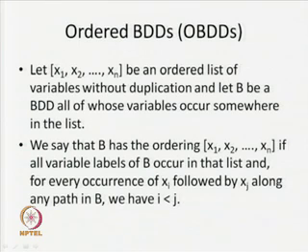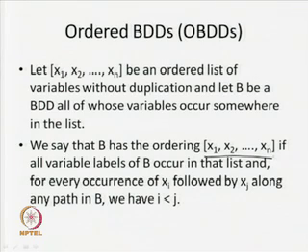We say that B has an ordering x 1, x 2, ..., x n if all variable levels of B occur in that list, and for every occurrence of x i followed by x j along any path in B, i is less than j. That means, if we follow this ordering, say x 1 to x n, then when we draw this BDD, x 1 must always come before x 2, or x 1 always comes earlier than x n. It should follow this particular ordering.